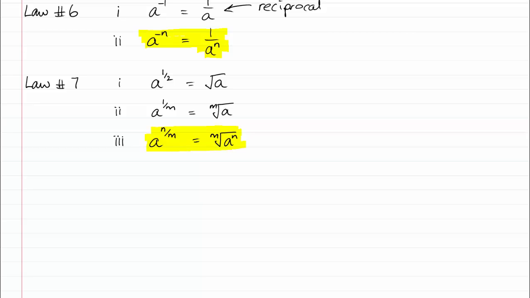Of course, as with law number 6, this is really the one that you should be holding on to. And one additional little sub-law is that laws number 6 and 7 together create this final index law. a to the power of negative n over m is equal to 1 over the mth root of a to the power of n. So those two laws combined create one law. This is very complex, but may arise at times, so you need to be aware of it.